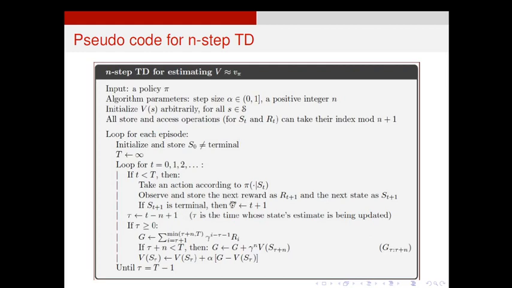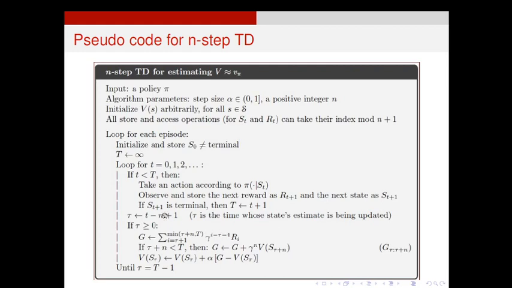Observe this and store the next reward. We have to store the reward in an intermediate temporary variable. Then only we can sum up all these n returns into our G t colon t plus n. So R t plus 1 is stored there, and the next state as S t plus 1. We have to move from the state St to S t plus n. Then only we can collect all the return.